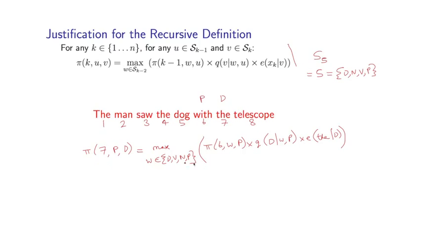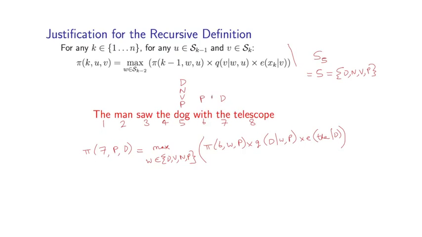So how can we justify this? The key insight is that if we think of any tag sequence ending in P and D at position 6 and 7, it has to have included some tag at position 5. And this max is explicitly searching over these different possible values for this tag at position 5. For each possible value of the tag, we multiply in the pi value, and then a Q value of D given the previous 2 tags, and finally an emission value of the word given D.